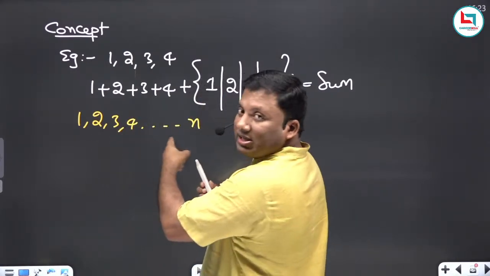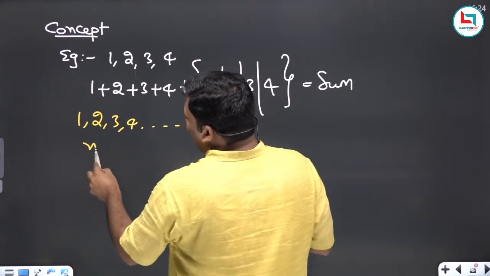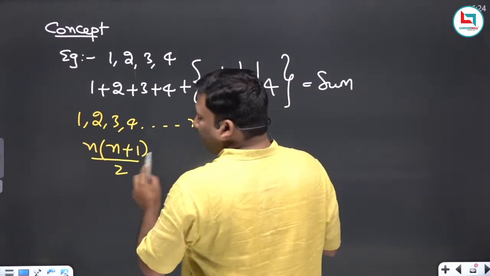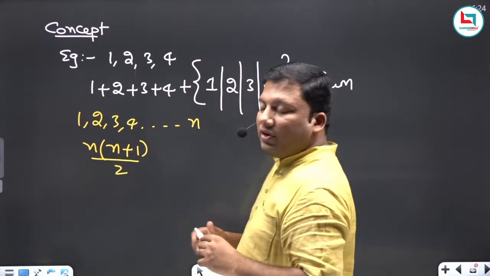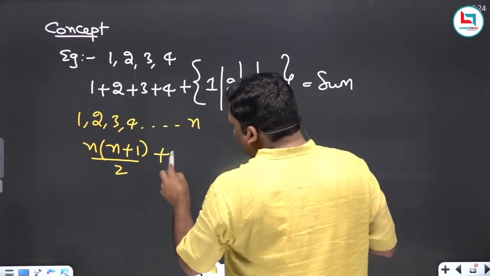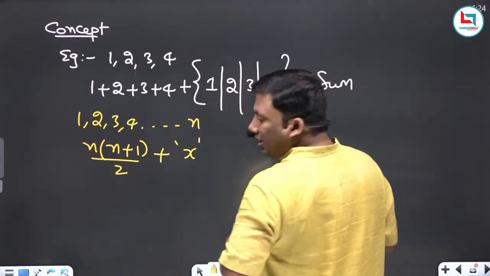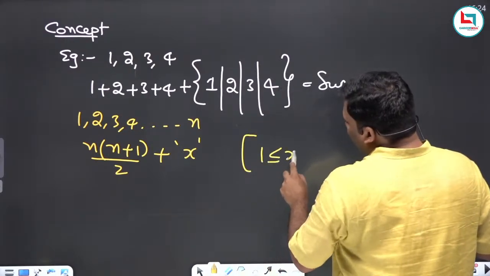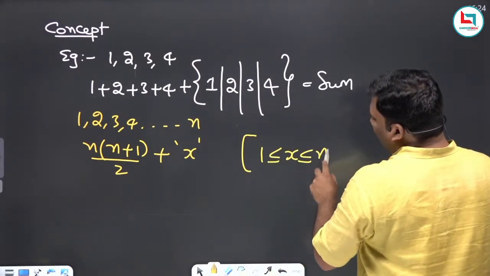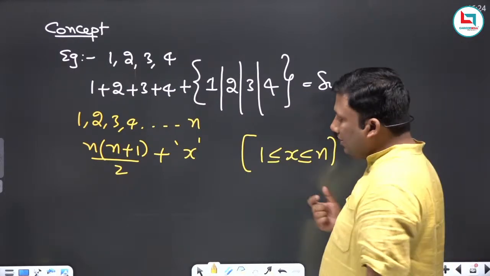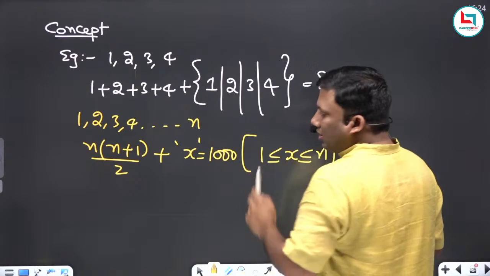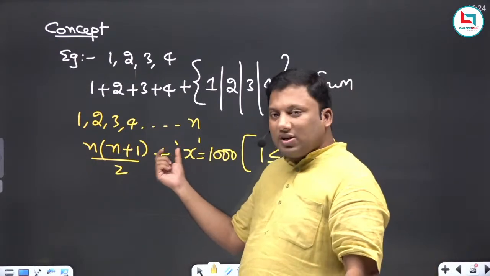If a student adds every number without repetition, the sum is n into n plus 1 by 2. We don't know which number he added twice. Let me call that number x. But we definitely know that the number will be any one number from 1 to n. After adding one number twice, he got the sum as 1,000. I hope this equation is clear.